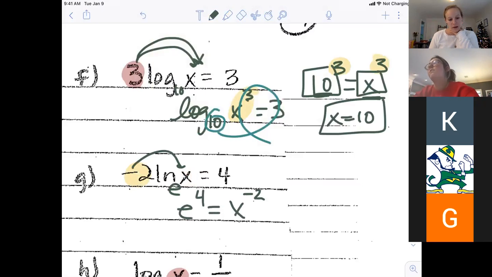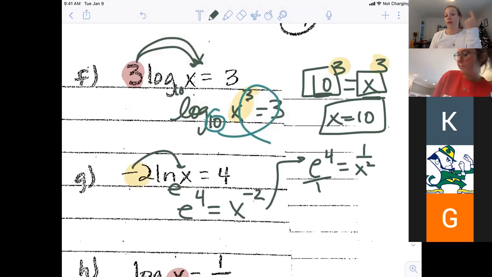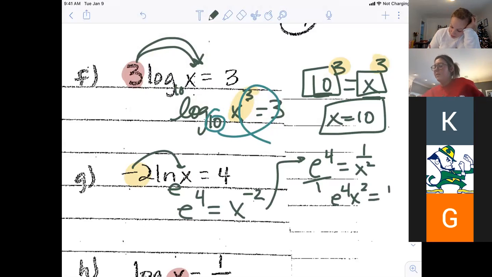And this is kind of weird. In order to solve this, let's do some simplifying. We want x all by itself. Let's first move that x to the -2nd. Let's flip it into the denominator so I no longer have negative exponents. e to the fourth equals 1 over x squared. The next thing I probably would do would be to get rid of the fraction. So I had to get a fraction to get rid of the negative exponent. In order to get rid of the fraction now, let's cross multiply. So that would give me e to the fourth times x squared equals 1.